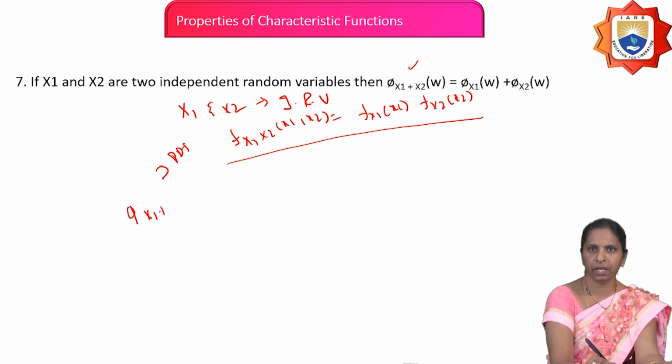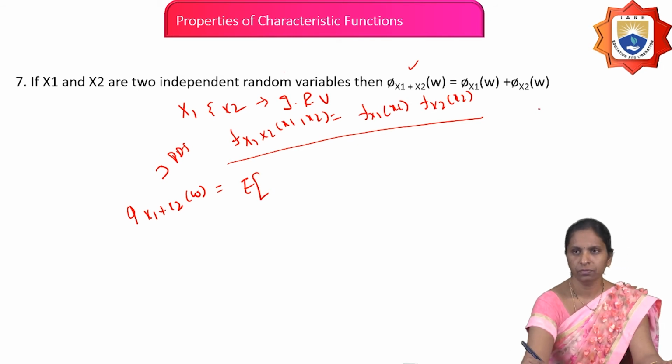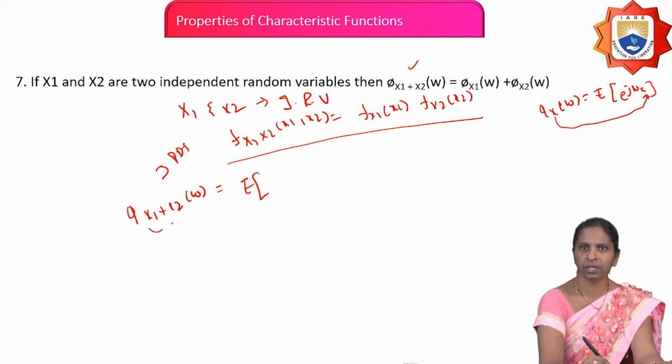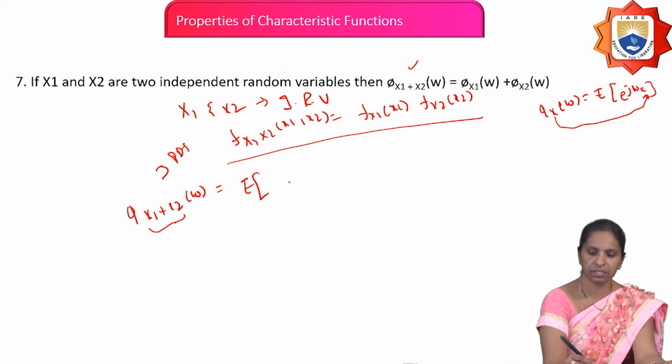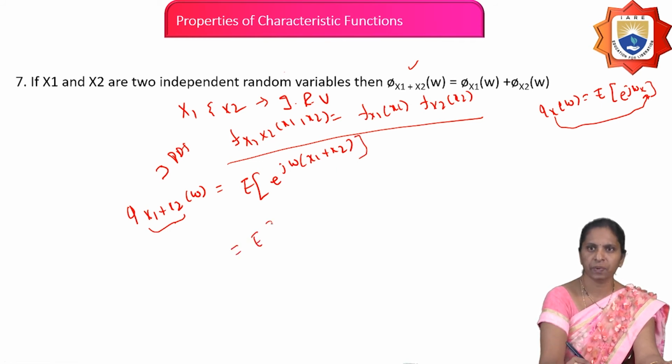Pi x1 plus x2 of omega equals the expectation of, since the characteristic function pi x of omega equals the expectation of e power j omega x. If x is there, I am writing here x. Now, in place of x, what do you have here? X1 plus x2. Therefore, you can write this as the expectation of e power j omega into x1 plus x2. That equals the expectation of e power j omega x1 into e power j omega x2.